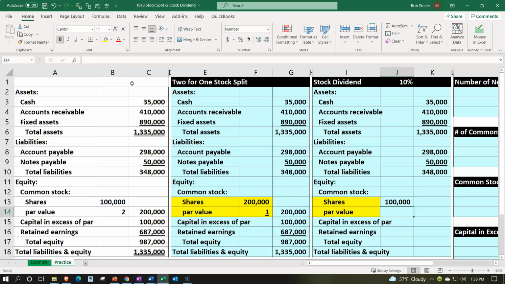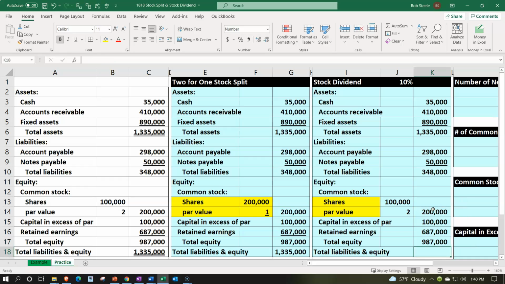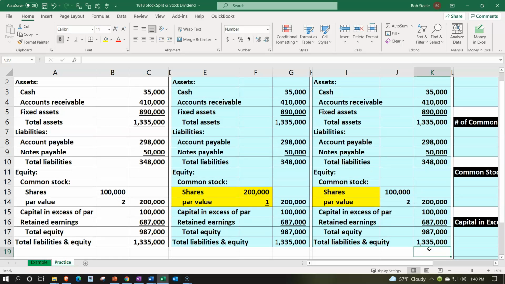We're back at our starting point, the 100,000 and the 2. So we're back. I'm going to multiply that out in the outer column, 100,000 times 2. The capital in excess of par, we're going to say that was the 100. And then the retained earnings, we said that was the 687, equals the sum of the equity, summing up the equity, underlining here. And then I'm going to say the total liabilities and equity are here. Now, that's our starting point.